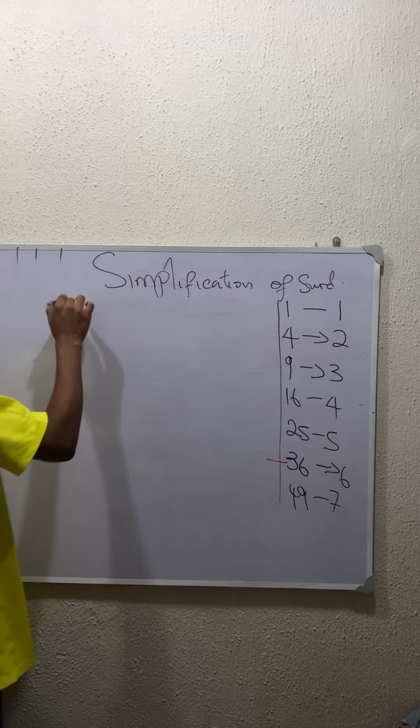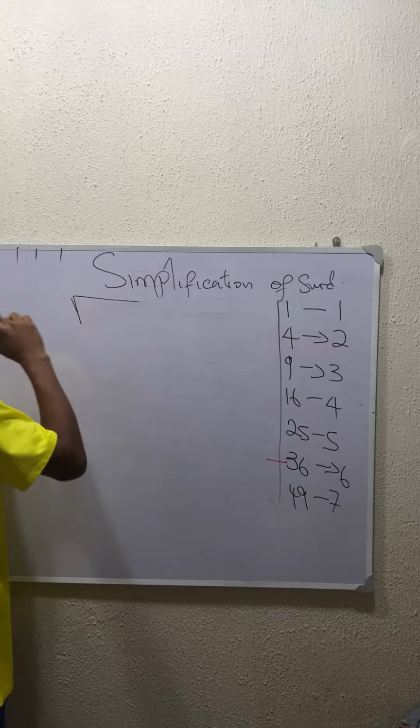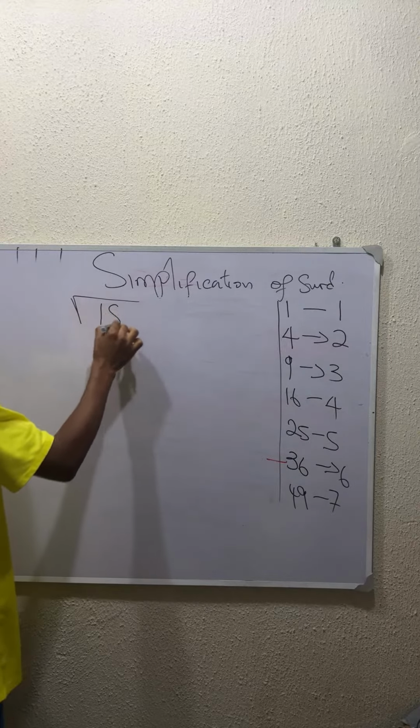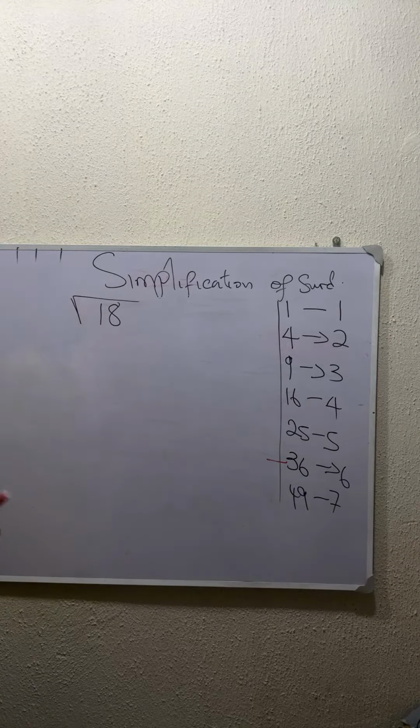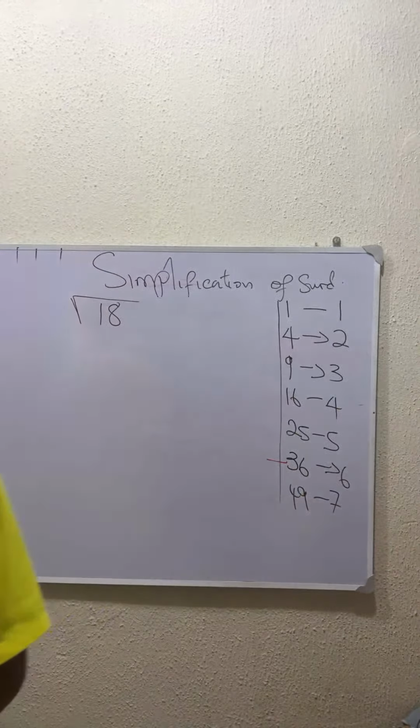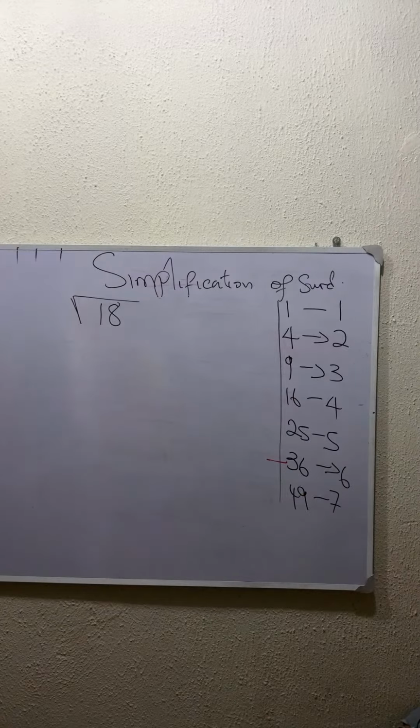Then the next one is, let's say we are told to simplify root 18, for instance. If you look at root 18, we can actually simplify or reduce the surd to its lowest term.